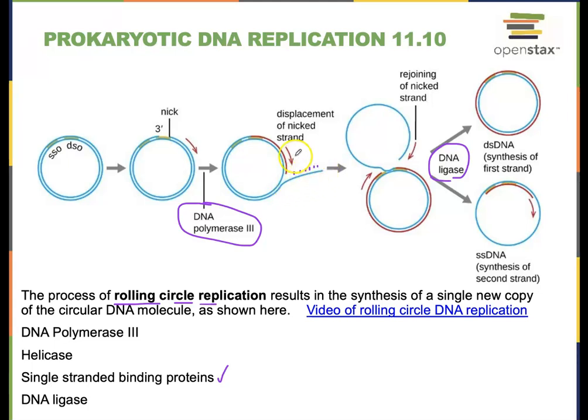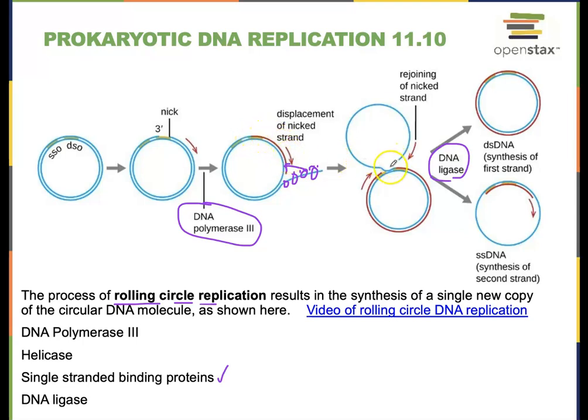We don't want this to flop back and make a double strand again. We want to keep it open. So these little proteins called single-stranded binding proteins will come and just attach to that single strand to keep it open. So there's no way that this one strand can go back to the other strand and hydrogen bond again. So that's what our single-stranded binding proteins do. And you can see that the DNA polymerase is going to work its way around, right?